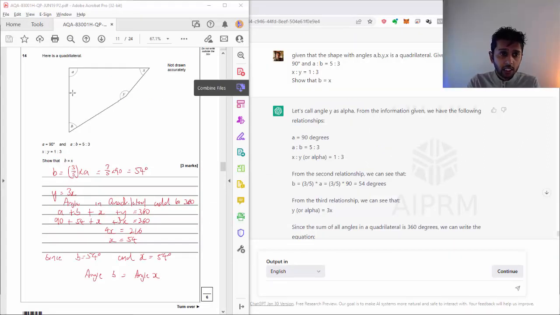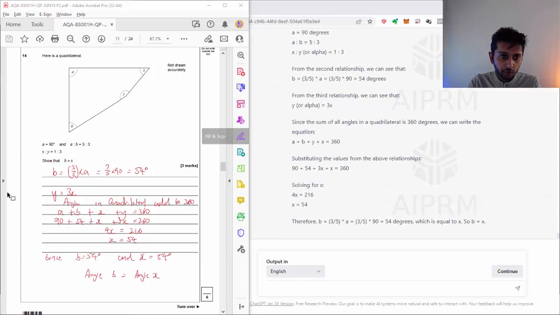So for question 14, I had to describe this shape into ChatGPT. I'm giving it all the information here, and this is the output. So I've tried to put that into my own words. Eventually we got to the conclusion that b is equal to x, so it looks good, but we'll see when we mark it.